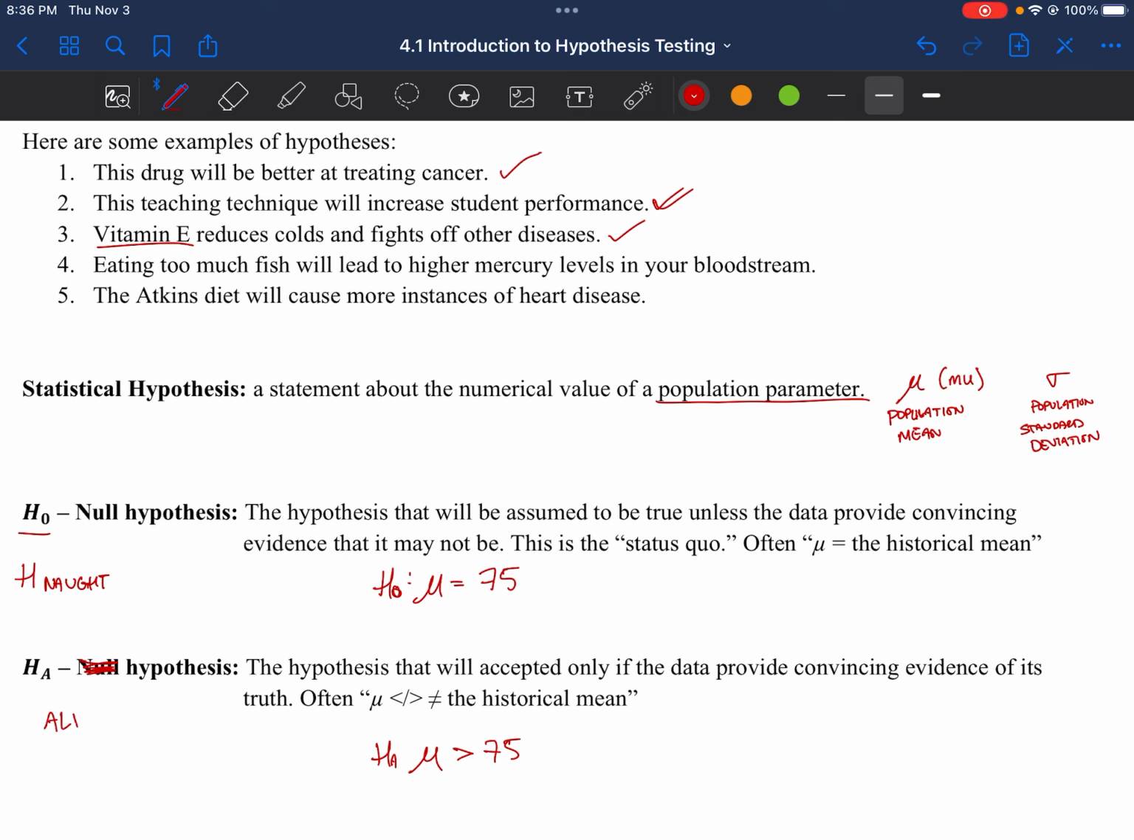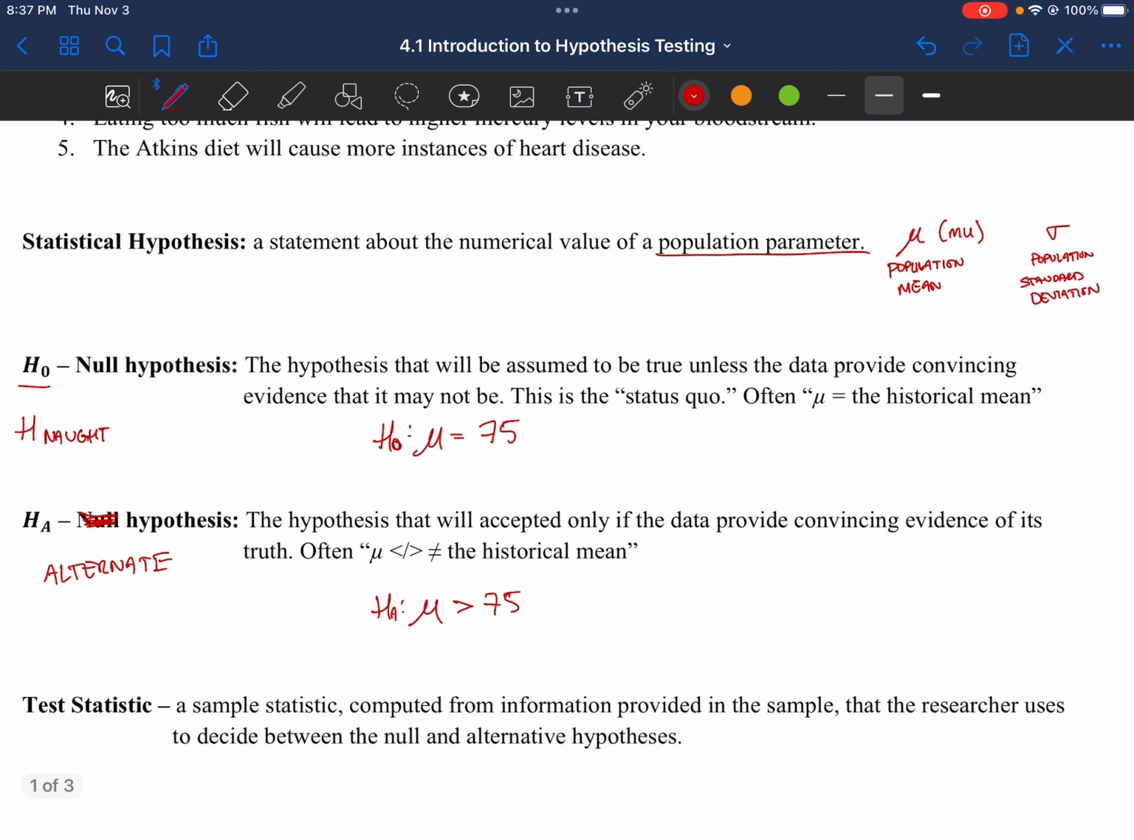This would be my alternative or alternate hypothesis. This is the hypothesis that somebody has claimed, like this teaching technique will increase student performance. So we think that mu is actually greater than 75 now. There are different types of formats associated with a null and alternate hypothesis. We're going to get to that soon enough.